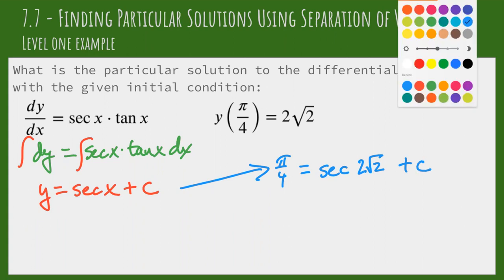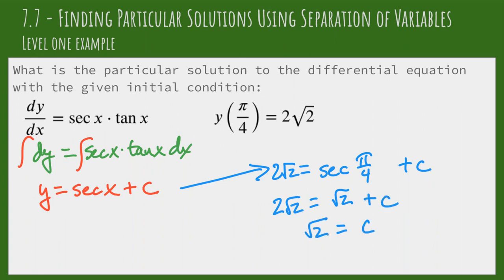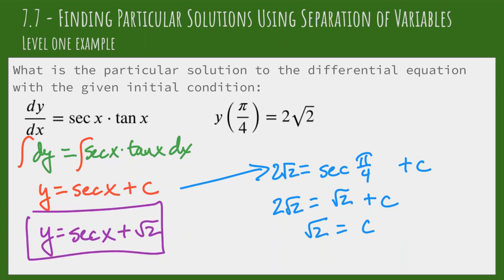So remember, secant is 1 over cosine. So I plugged those in for the wrong thing. Sorry about that. 2 square root of 2 here, pi over 4 here. So cosine of pi over 4 is 1 over square root of 2. So secant of pi over 4 is square root of 2 over 1. So this is square root of 2. And so that means that c is going to equal square root of 2 by subtracting square root of 2 on both sides. So plugging that back in over here, we get y equals secant of x plus square root of 2.